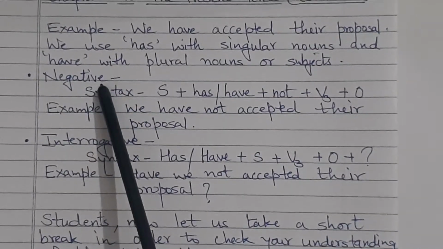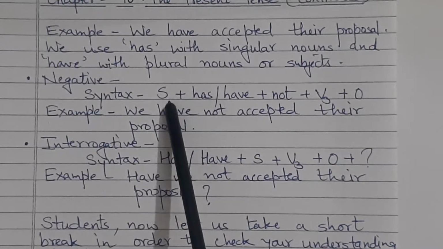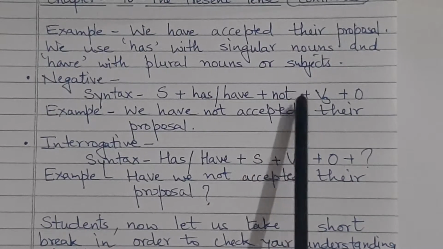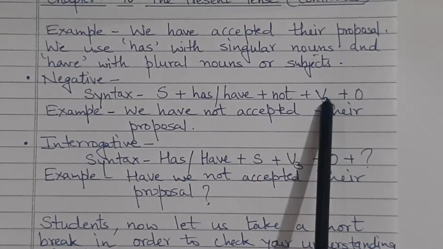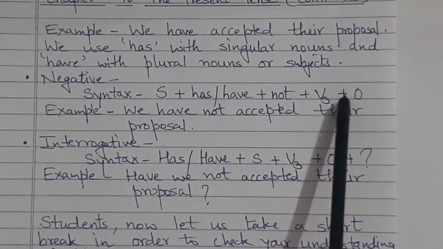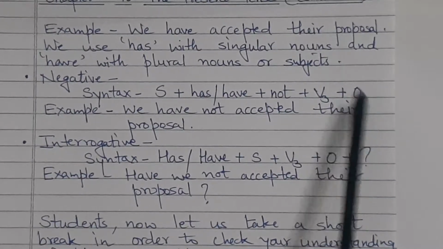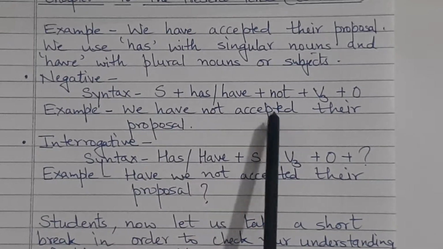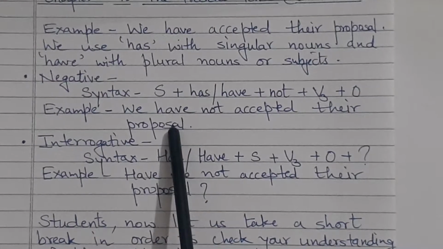In negative sentences, the structure is subject plus has, have plus not plus the past participle form of the verb, V3, plus object. For example, we have not accepted their proposal.